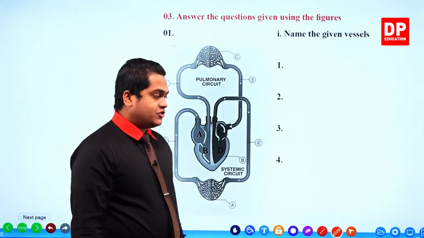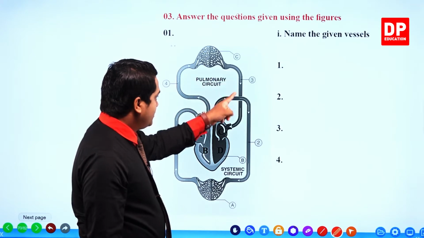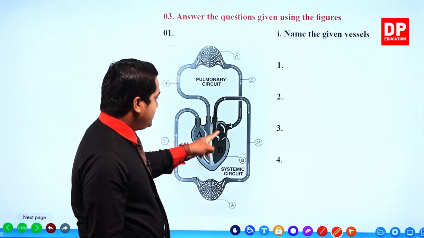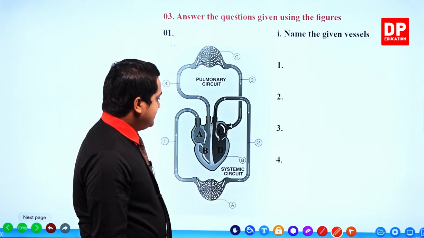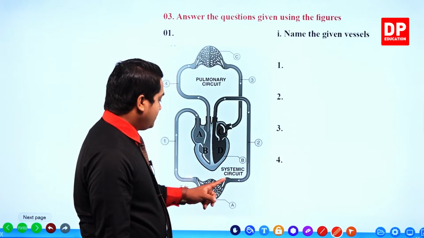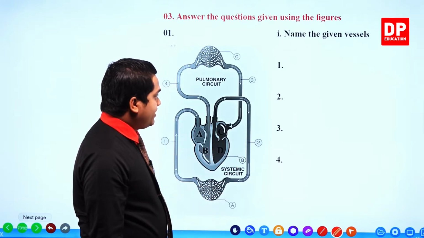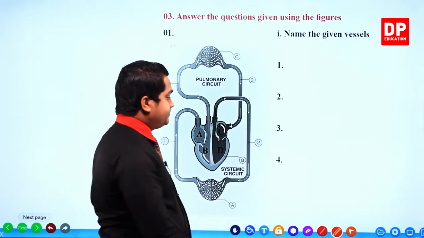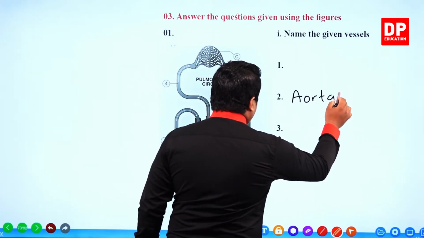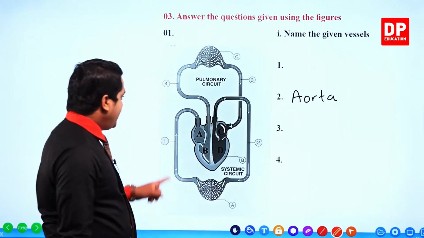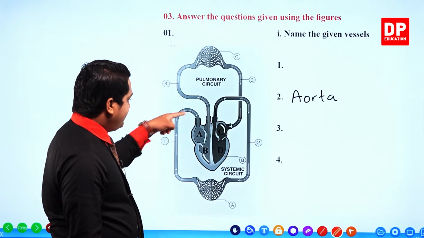Systemic circulation. So here blood comes towards the lungs, to the C, then to the D, then from D to the body parts. So here number 2 definitely should be the aorta. Aorta. Then number 1, if you take number 1, this is the vena cava. Number 1 is the vena cava.